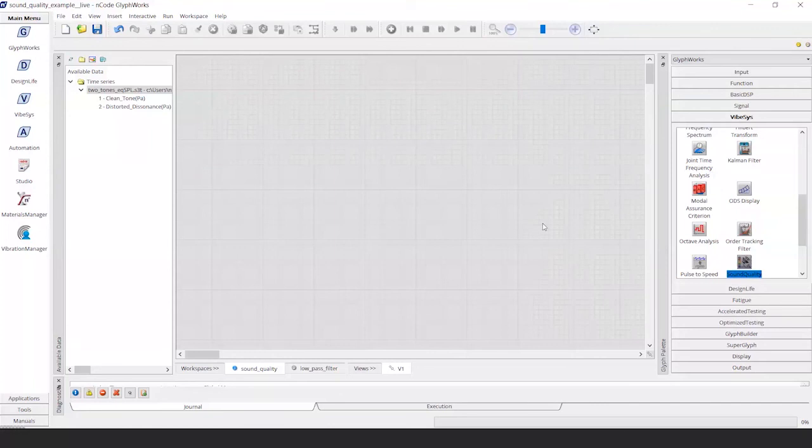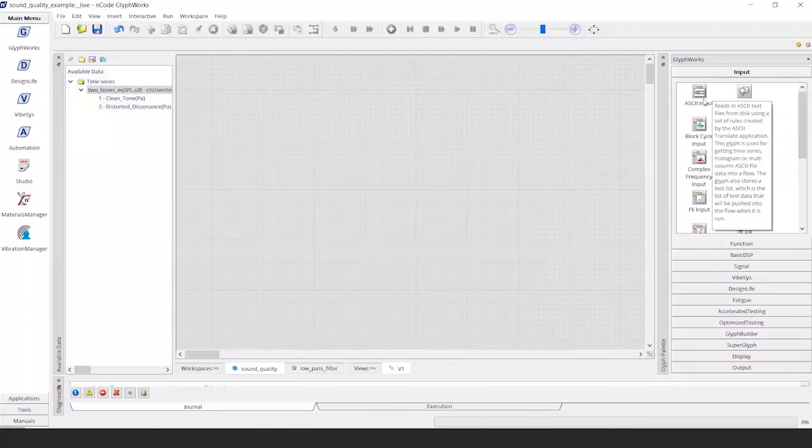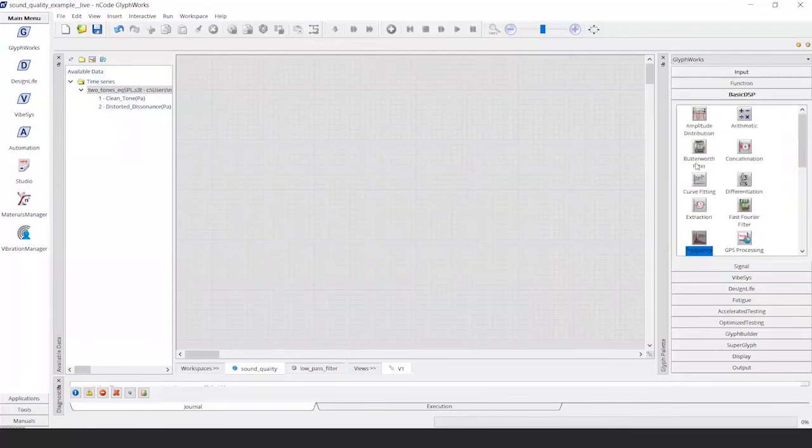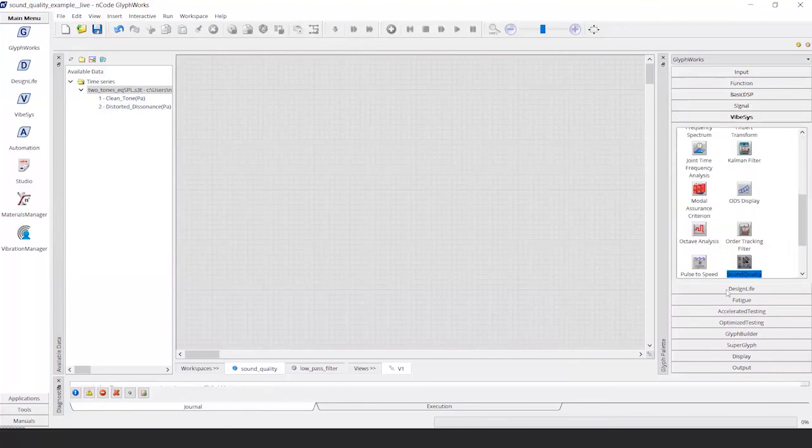For people not familiar with VibeSys, this is the main page. It's divided into 3 main blocks. On the left side, you have the tree folder, where you see the available data in your working folder. You've got the main workspace in the center. And to the right, you've got all the tools, all the blocks, the glyphs, as we call them in VibeSys. These blocks are mathematical functions available to you. You've got Butterworth, frequency filter, amplitude distribution. Just drag and drop them, and you have them at your disposal.